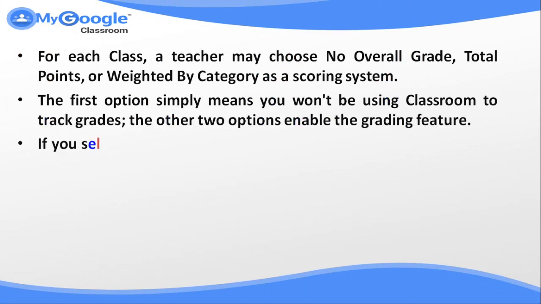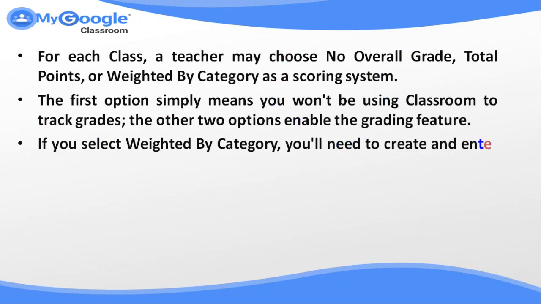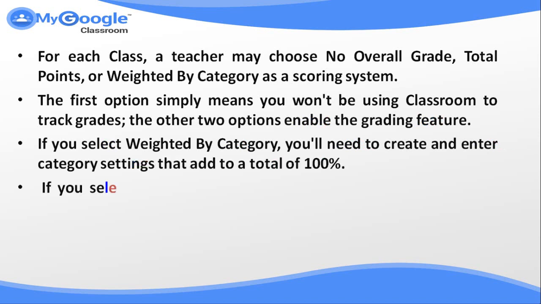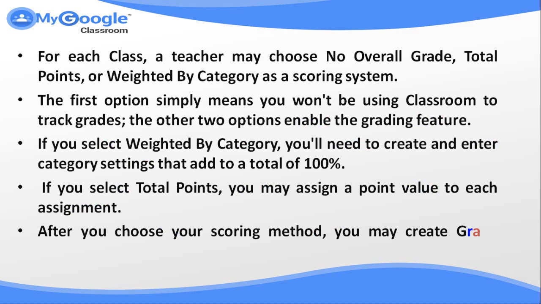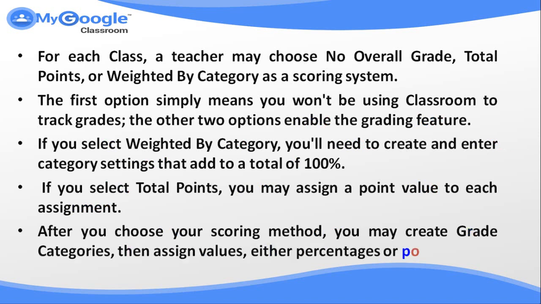The first option simply means you won't be using Classroom to track grades. The other 2 options enable the grading feature. If you select weighted by category, you'll need to create and enter category settings that add to a total of 100%. If you select total points, you may assign a point value to each assignment. After you choose your scoring method, you may create grade categories, then assign values, either percentages or points.